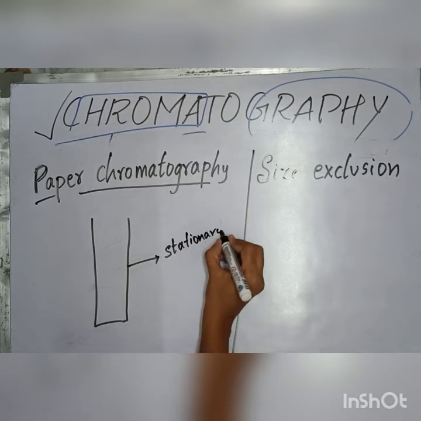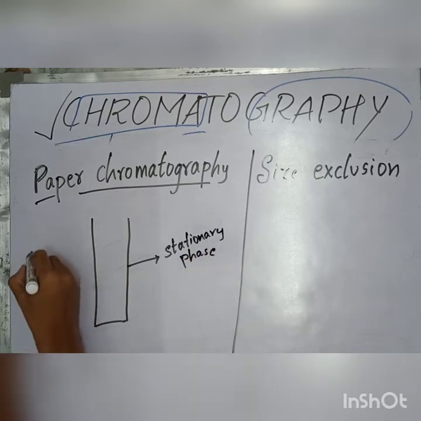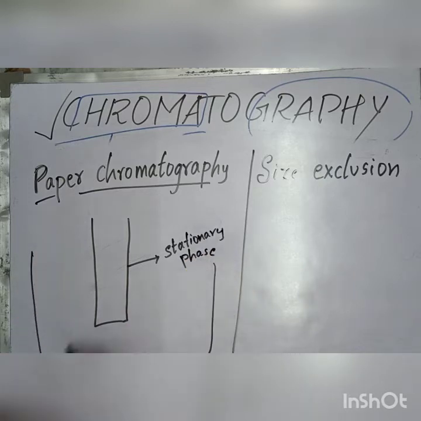So this paper strip acts as a stationary phase, and this one is kept in a chamber that is filled with the solvent. So the solvent will ultimately act as a mobile phase. I am writing the shortcut here, MP, mobile phase. So this is the stationary phase and this is the mobile phase.